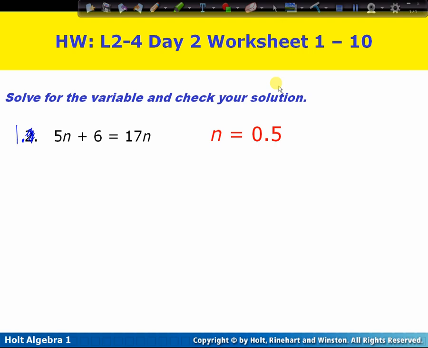You should have gotten n equals 0.5. If you didn't, go back and see if you can find your mistake. And if you can find your mistake, go back and fix it. If not, we'll answer any questions that you have tomorrow.